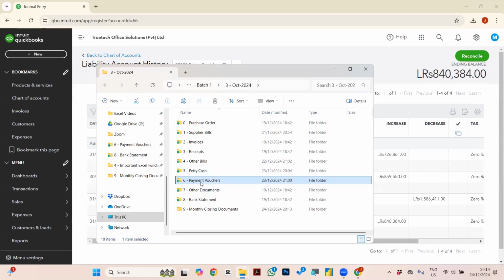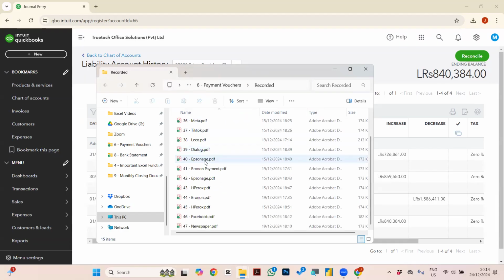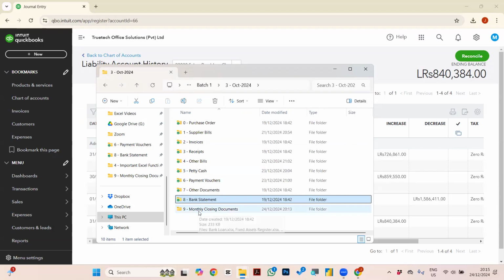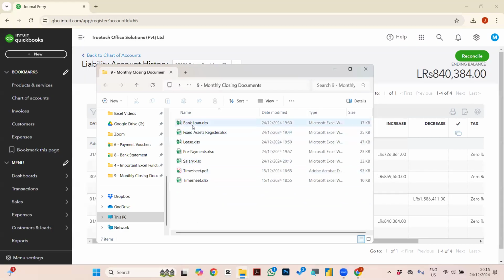So payment vouchers, we have recorded all the payment vouchers. We've got so many payment vouchers. All of them are recorded in the system. Payment applied for the bills. So bank statement, we did reconciliation. Finally, monthly closing: we did the bank loan recorded, fixed asset updated and recorded, lease recorded, the monthly finance cost. Prepayments, we have recorded, updated the document, and we have recorded the monthly payment, monthly expense.